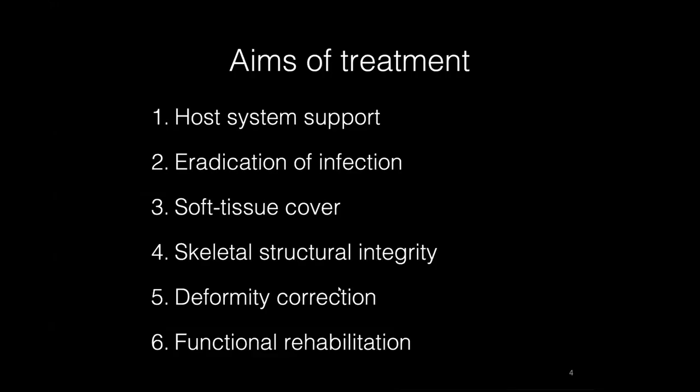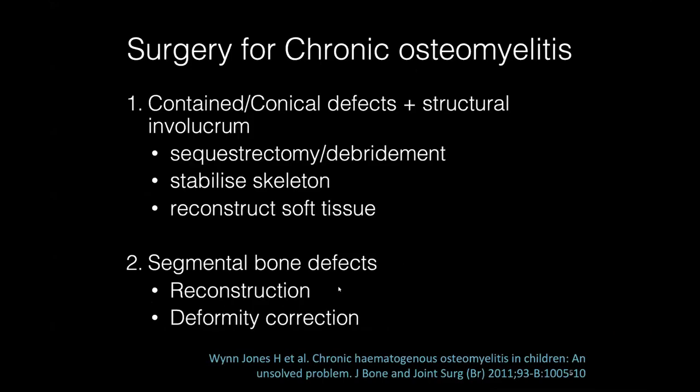Skeletal structural integrity should be maintained during healing or obtained in the case of segmental defects. And then deformity correction should be factored in as well as functional rehabilitation. Now, surgery for chronic osteomyelitis can be divided into two big groups. The first group is just simple infection eradication procedures for contained defects or conical defects with structural involucrum. One may need to support the skeleton with cast immobilization or external fixation during this process, and soft tissue reconstruction.